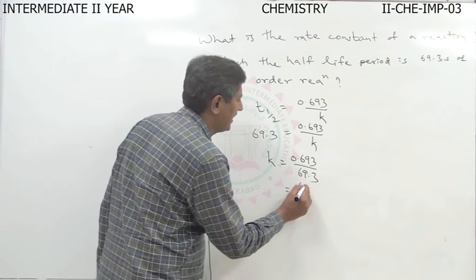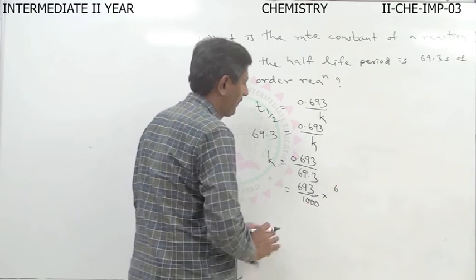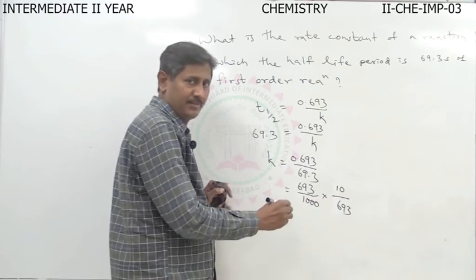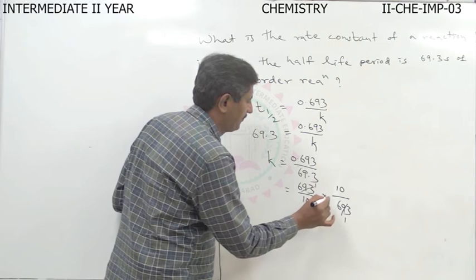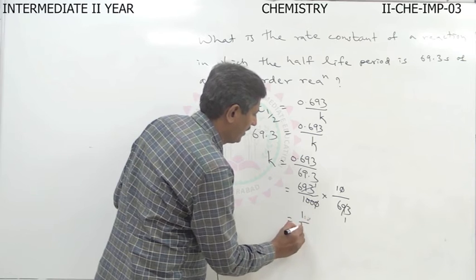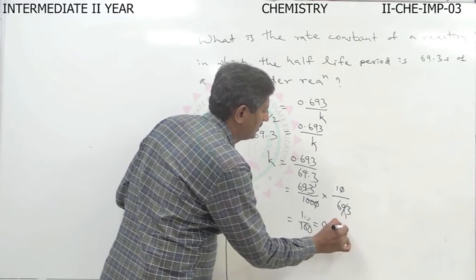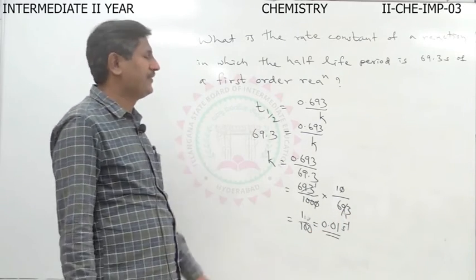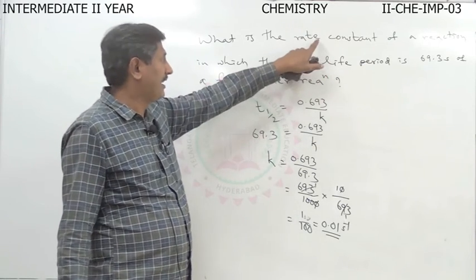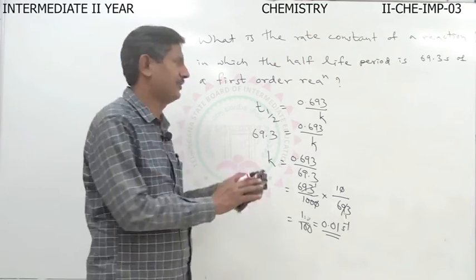Instead, simply do 693 by 1000 into 10 by 693. If you do it this way, mistakes will be minimized. So this is 1 by 100, this is coming as 0.01 per second. In this way, we can calculate the rate constant. Sometimes they will give the half-life period and the rate constant and ask us to calculate the half-life period. Like that we can do.